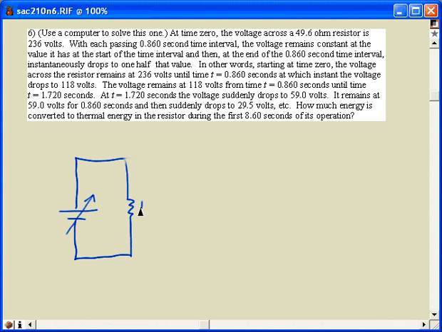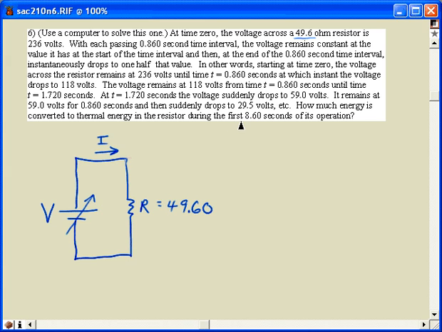We've got a resistor of 49.6 ohms. This voltage varies. I'll just call that capital V. And there's a current that results.